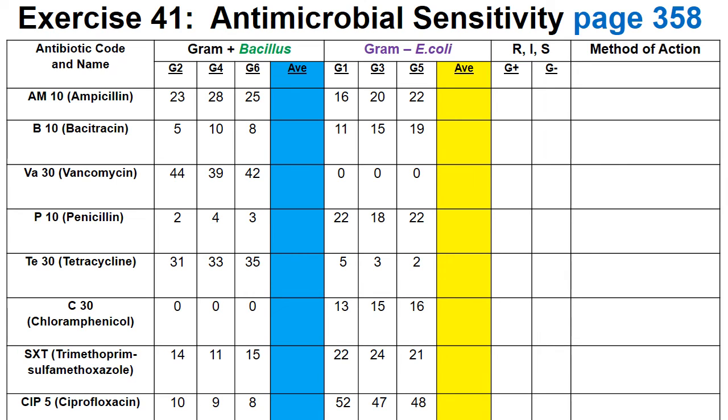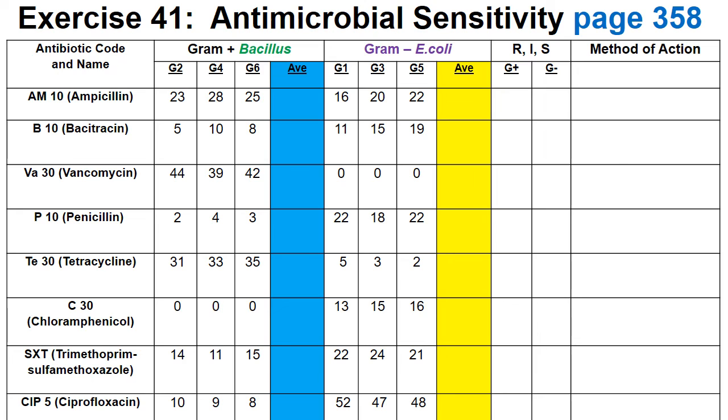Well, you would want a lot of S's. S's means the antibiotic is effective, sensitive at killing the bacteria. I's mean they kind of work, and R's mean the antibiotic did not work. The bacteria was resistant to the antibiotic, so we don't really want a lot of R's.